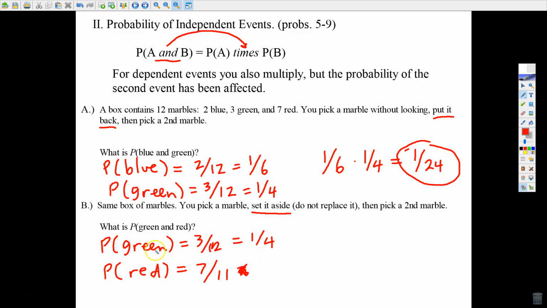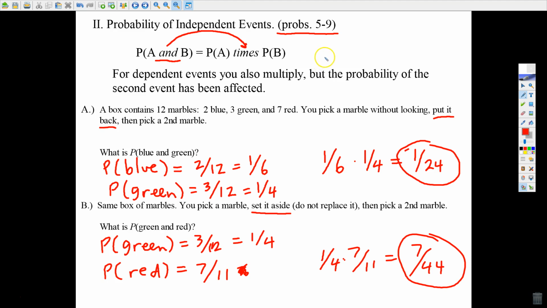So I take these 2 probabilities, the green probability and the red, and I multiply these together. So the way you calculate it is the same. You're still multiplying, but for dependent, you just have to make sure you take into account how the first choice affected the second. So my final answer here is 7 over 44. Any questions on independent versus dependent, how to calculate the probability? Follow this little formula and you'll be good. This is what you're going to do on problems 5 through 9 in just a little bit.